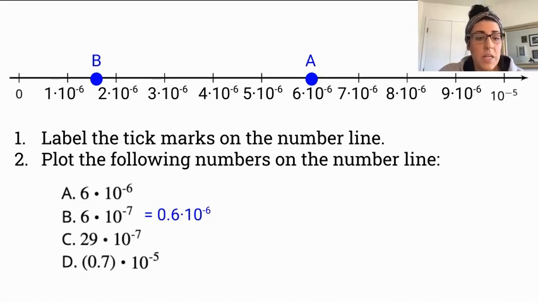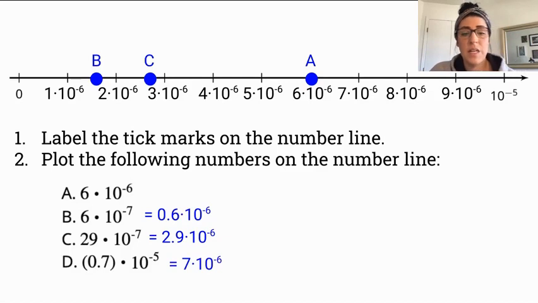The next one, 29 times 10 to the -7th. Again, we need to rewrite that. So we would say this is the same as 2.9 times 10 to the -6, which allows us to then plot that on the number line somewhere around here, probably a little bit closer to the right than what it's really at. But again, these are all estimates right now on the number line. And the last one is times 10 to the -5th. So we would want to rewrite that. So that would be 7 times 10 to the -6, which would fall right there on the number line.